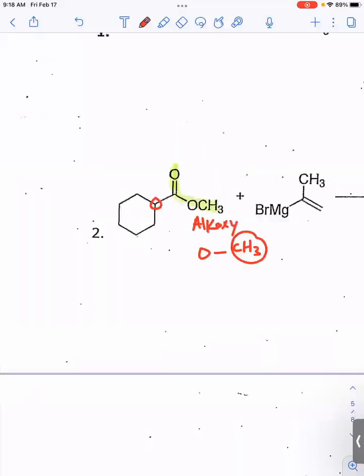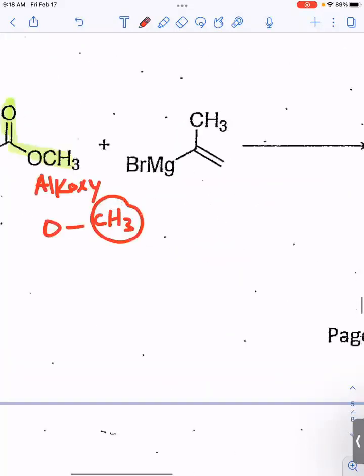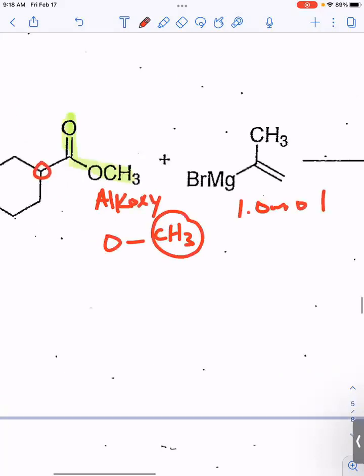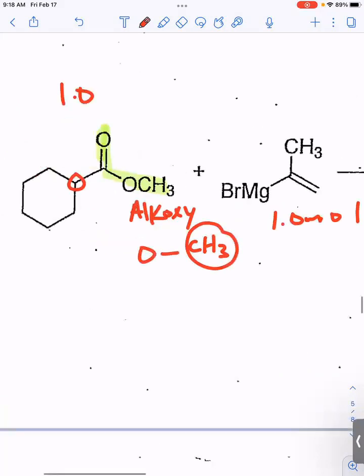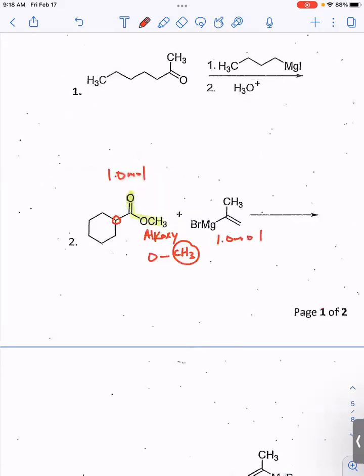All right, so let's see what we get from here. So this is 1 mole. And this is also 1 mole. What should I get? What's the expected outcome of this, if I have 1 mole of ester and 1 mole of Grignard?